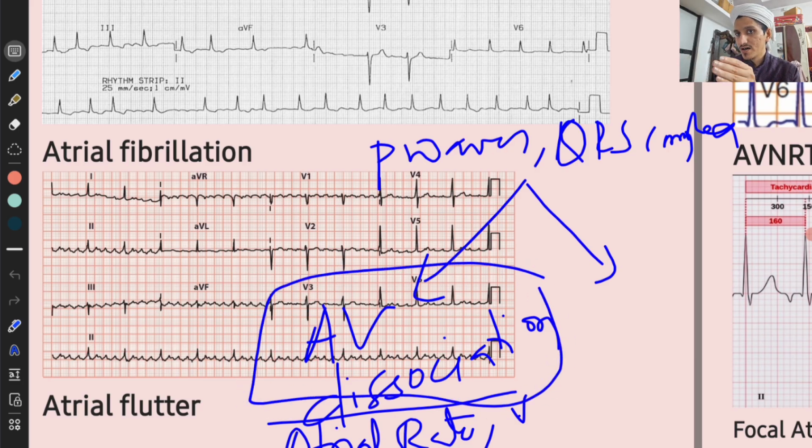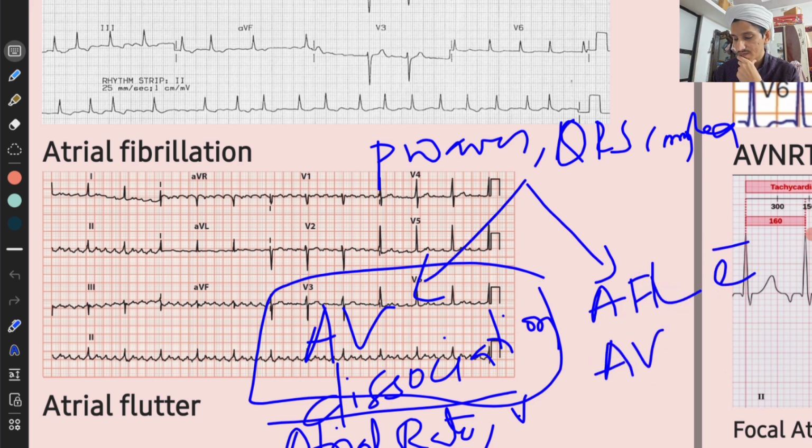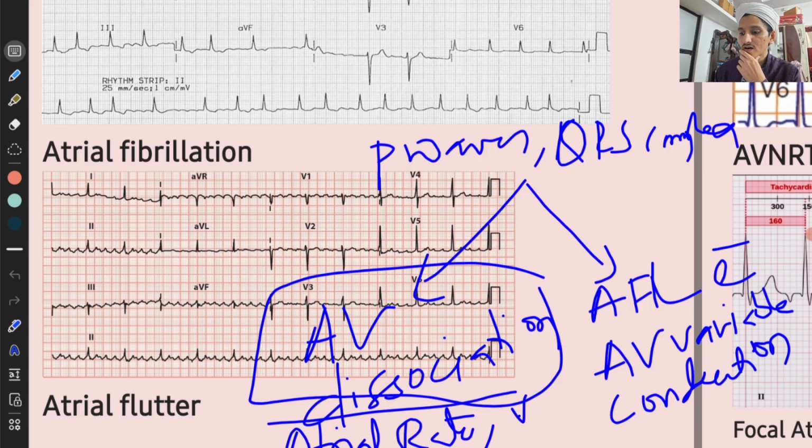Or it can be some atrial flutter with variable AV conduction. So what happens here? Here we will also see P waves, but the R waves are not following each P wave. This is not AV dissociation we can say, but it is something which will be confusing.